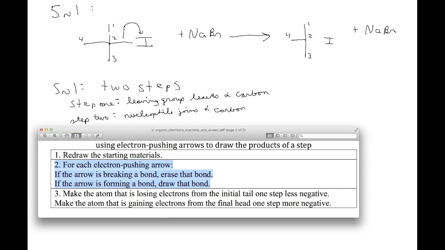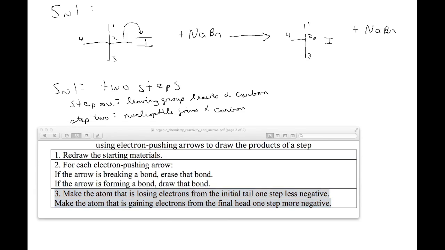Now we have to do step 3. So first of all, we look at the atom that's losing electrons from the initial tail. So who is the atom that is losing electrons from the tail here? The alpha carbon. Yeah, carbon 2. It's losing the electrons in this bond. So what should be its new charge? Positive. That's right, because it started neutral. It started with a neutral formal charge.